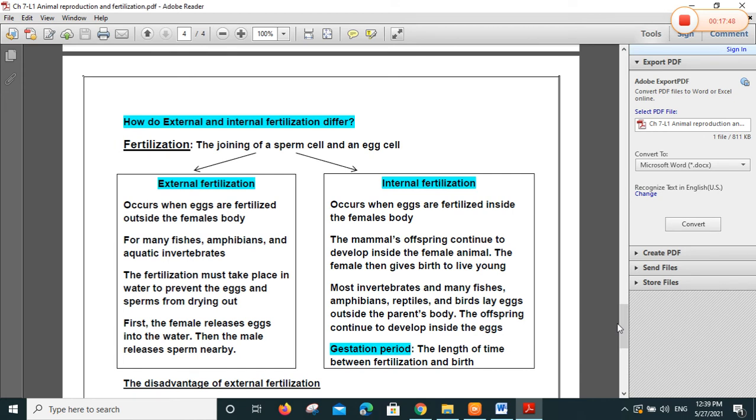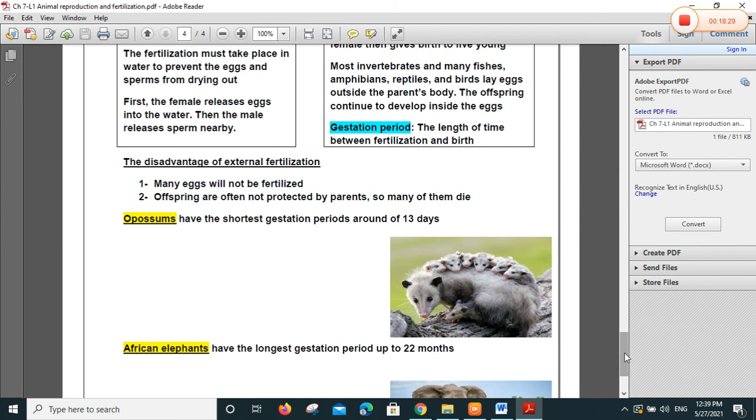Most invertebrates and many fish, amphibians, reptiles, and birds lay eggs outside the parent's body. The offspring continue to develop inside the eggs. What about the gestation period? It is the length of time between fertilization and birth, and it is not constant; it varies from animal to animal. Gestation periods range from days to many months. The gestation period for an elephant is almost 22 months, almost 2 years.